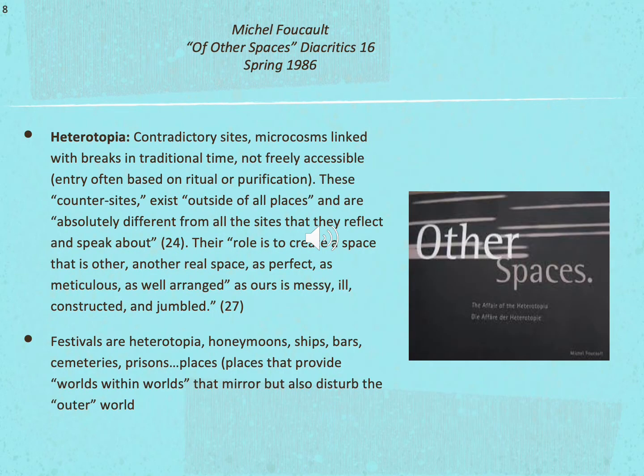Heterotopia is an interesting concept that was theorized in terms of literature by the cultural theorist Michel Foucault. He talks about heterotopia as contradictory sites, microcosms linked with breaks in traditional time. They're not always accessible to everybody. These are counter sites, and they exist outside of all places. They're absolutely different from all the sites that they reflect and speak about. Their role is to create a space that is other, another real space, as perfect, as meticulous, as well arranged as ours is messy, ill-constructed, and jumbled.